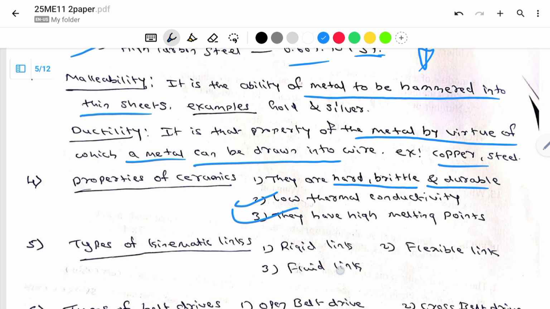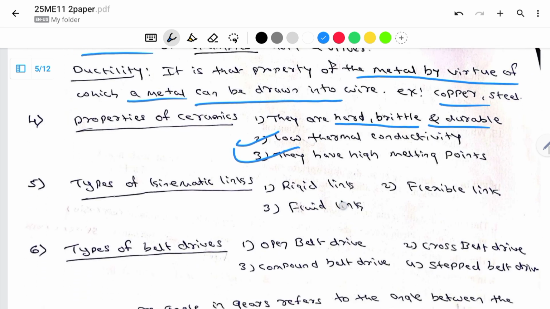So here there are some properties I have written, and other properties you can also write. They have the refractoriness property, and you can also write that they are good insulators since they don't carry current, and that they are brittle materials. These additional properties you can also write.